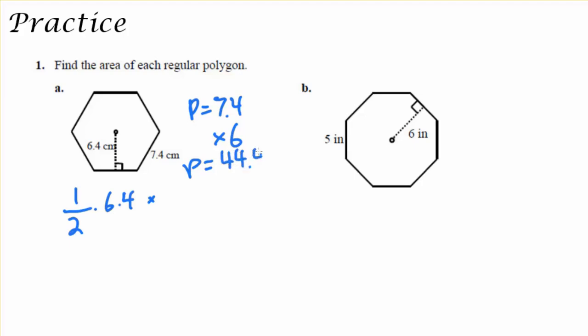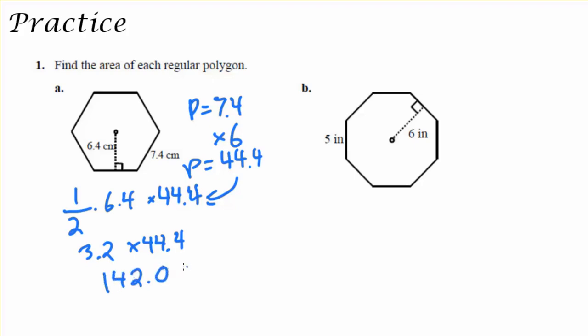44.4. So I'll go ahead and incorporate that perimeter into my formula and solve this expression one step at a time. 1/2 times 6.4 will give me 3.2. So then I'll multiply that 3.2 by the 44.4 and get a final answer of 142.08. That is the area of this particular hexagon.